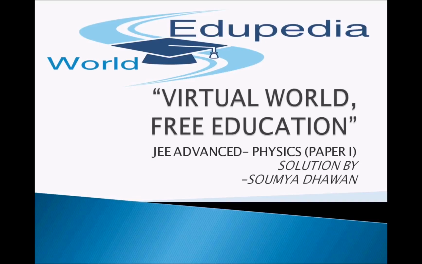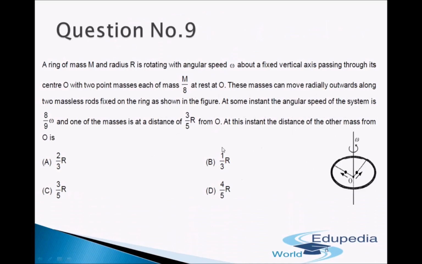In this video I will show you the solutions to the problems in the physics part of paper 1 of the 2015 JEE Advanced question paper. So we are done with the integer type questions. Now we are going to start the multiple choice questions.